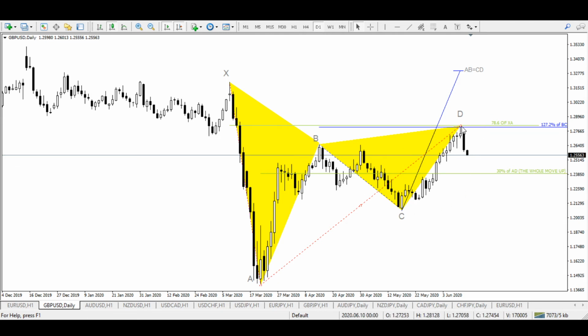Now right now, the length of CD is just a 127.2% extension of BC, which is making a classical ABCD extension, where we do not consider the length of AB, rather we calculate the length of CD as per retracement BC. So D is at 127.2% of BC, as well as D is at 78.6% retracement of the fall XA. So this is making a mathematically good Gartley, because all these extension and retracement levels are correct and coinciding here at point D. So this is a good Gartley.